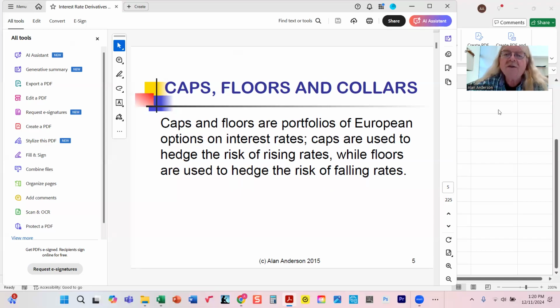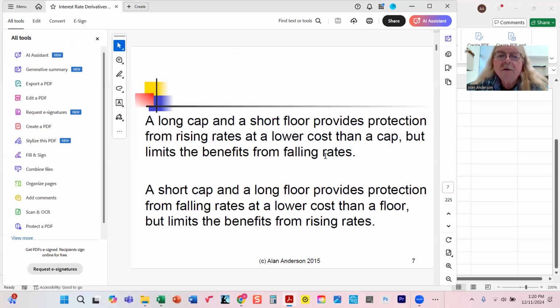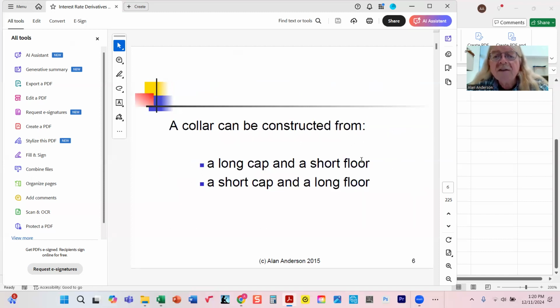So we'll see how that works as we go along. A collar would either be you buy a cap and you sell a floor, or you sell a cap and you buy a floor. The first one, the long cap and the short floor, means that you're trying to protect yourself from rising rates at a cheaper rate than a cap, but it limits the benefits that you would earn if interest rates do fall. And by the way, why is it cheaper?